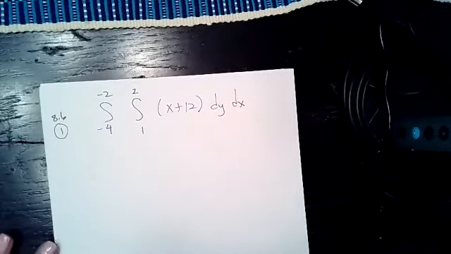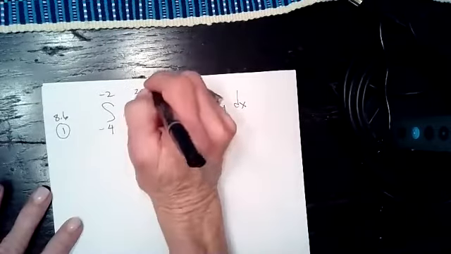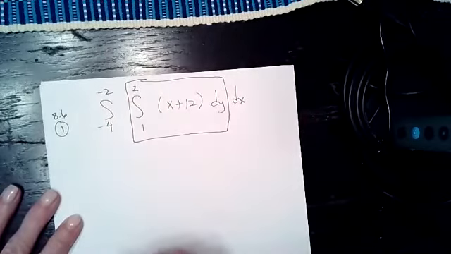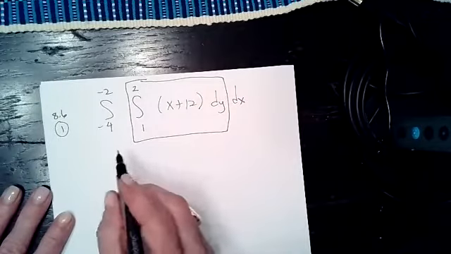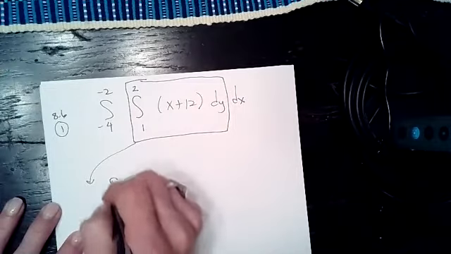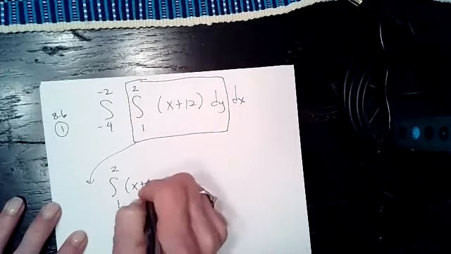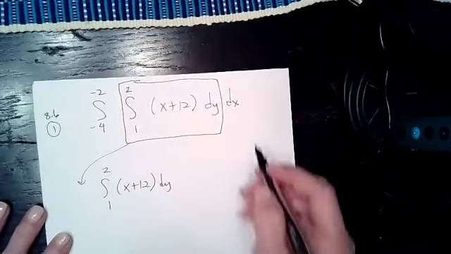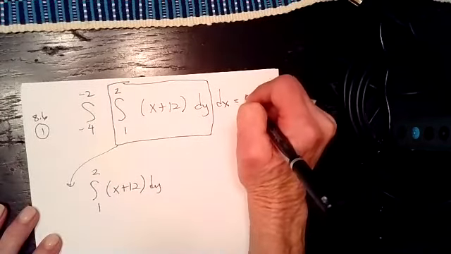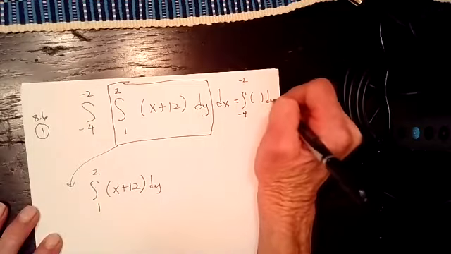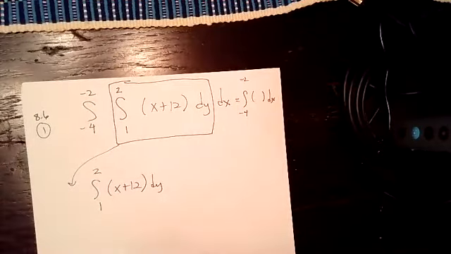So when I do a double integral, I'm going to work the inside first. And this will be the only time you have two variables. So in the end, I'm going to integrate from 1 to 2 of x plus 12 dy. After I do that, I'm going to be left with the integral from -4 to -2 of my answer with respect to x. That's a little sloppy, but I'm going to work the inside first.